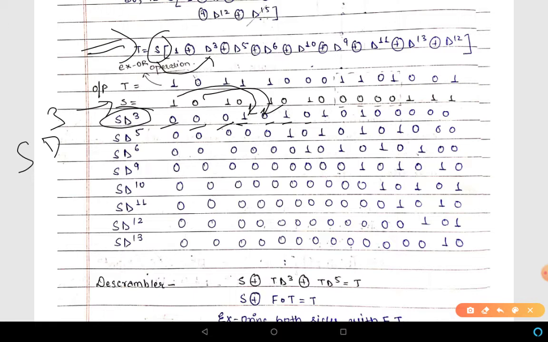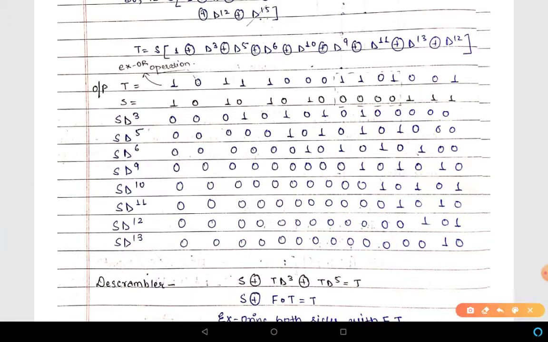In the similar way we will write sd5. What is sd5? Either sd5 is the sequence s delayed by 5 bits, or it is sd cube delayed by 2 bits. So I'll repeat the same sequence 1, 2, 3, 4, 5, and then I'll repeat the same sequence, that is s. Similarly I will write sd6, 9, 10, 11, 12 and 13.